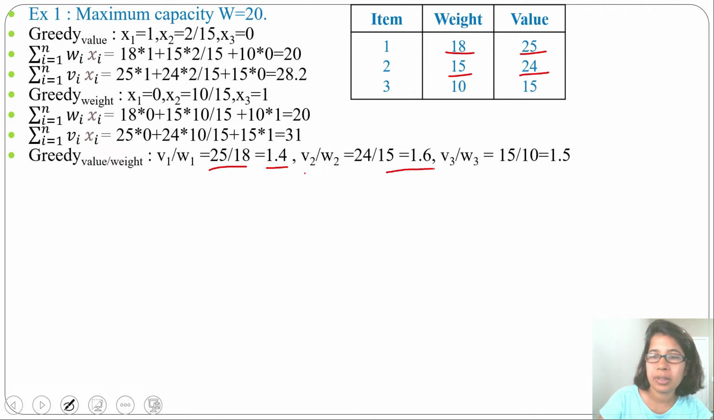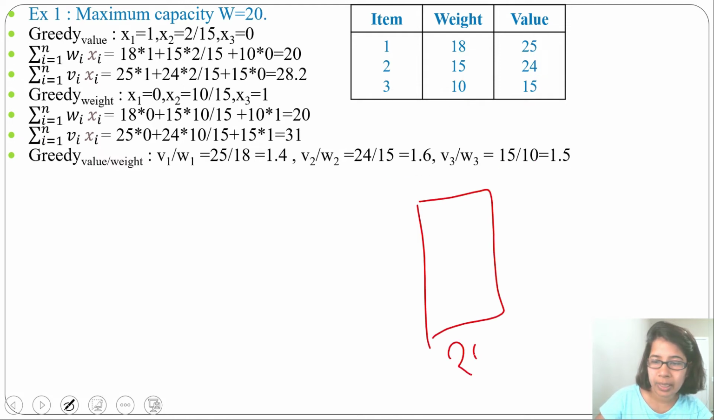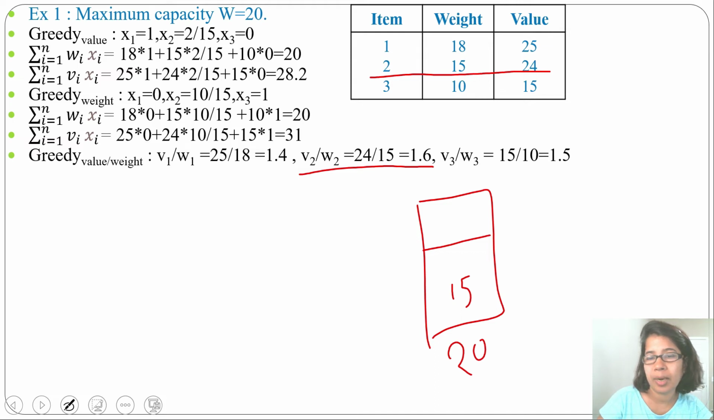Next for item 3, value is 15, weight is 10. So 15 by 10 it is 1.5. Now in that 20 lb, first I'll pick item 2 as its value per weight is more. It is 15. Next just 5 lb is left. In that I will choose item 3 of 5 lb.